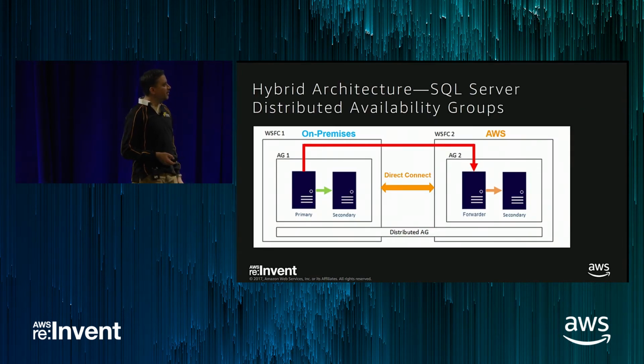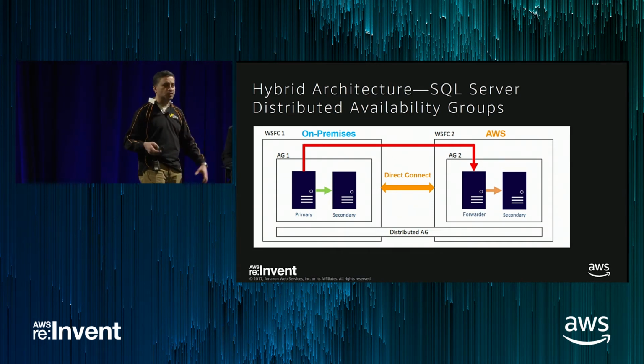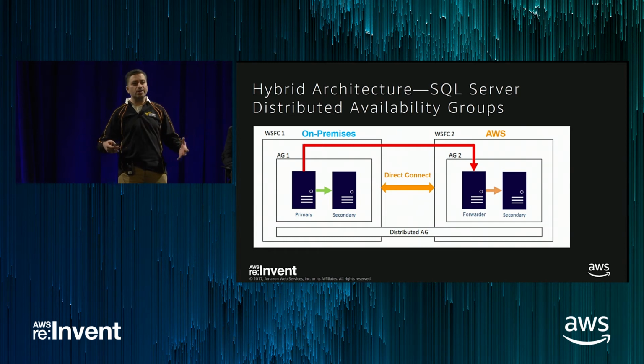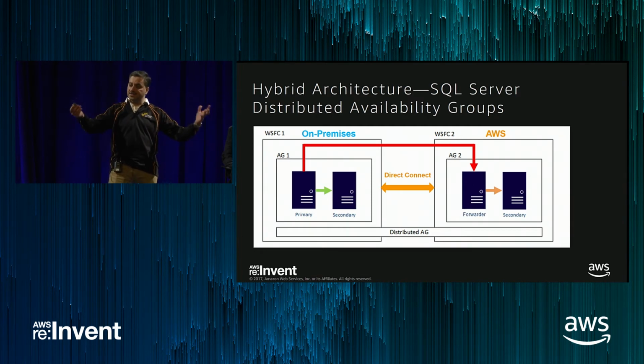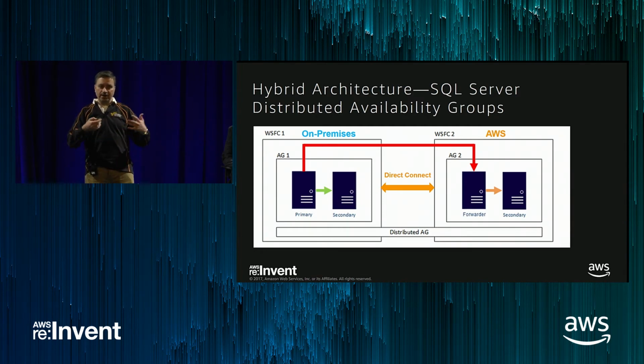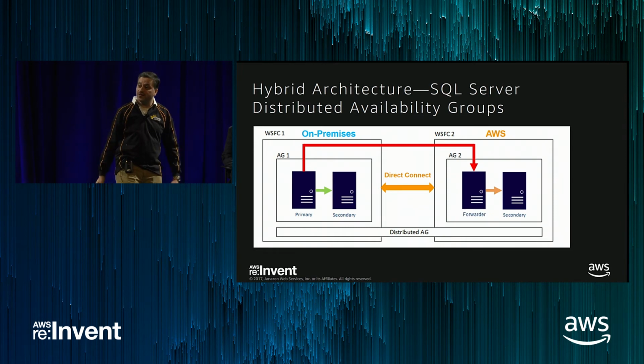So this is a high-level outline of the hybrid architecture using SQL Server distributed availability groups, which means you're essentially running AG1, availability group 1, on-prem, and then the second AG will run on AWS on EC2. Currently, if you want to run a distributed availability group as a hybrid architecture between on-premises and AWS, you have to run that on EC2. RDS is not possible today.